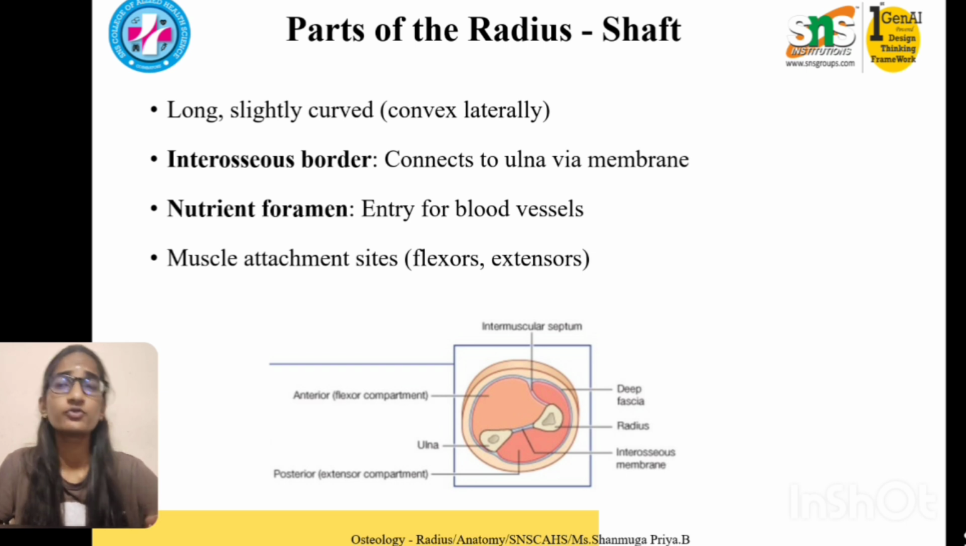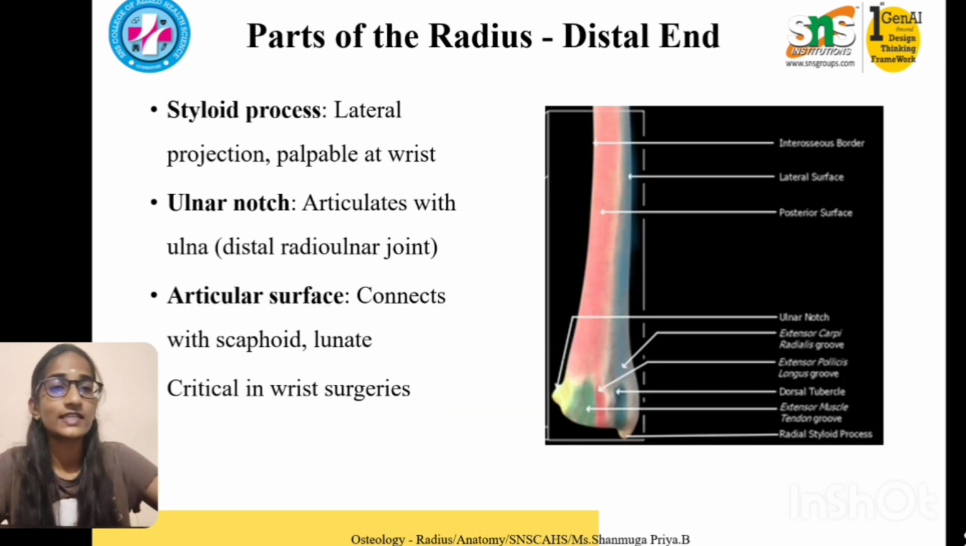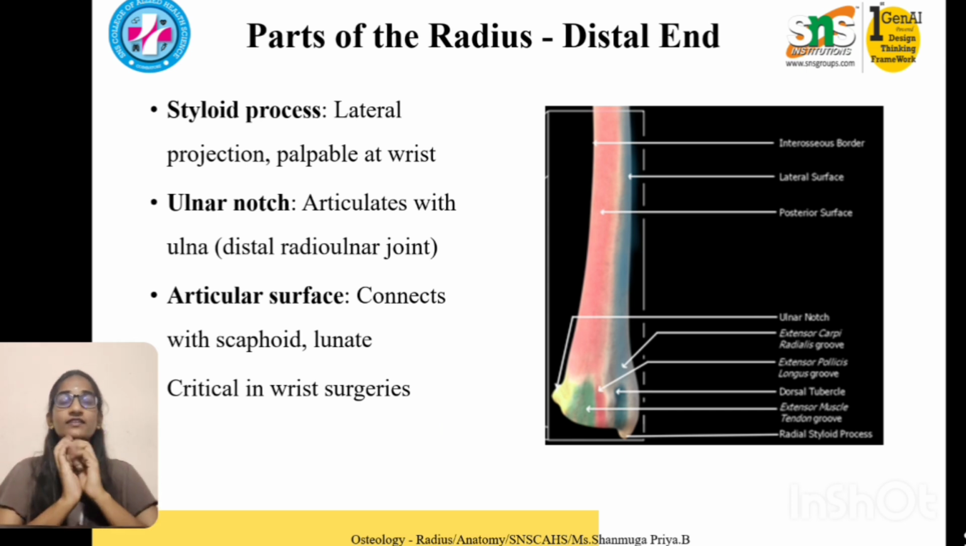And now we are moving into the distal end of the radius. At the distal end, things get interesting for wrist function. There's a styloid process, a pointy lateral projection you can feel at the wrist on the thumb side. The ulnar notch articulates with the ulna to form the distal radio-ulnar joint. The articular surface connects with the carpal bones like the scaphoid and lunate. This area is critical in wrist surgeries because misalignment can affect hand mobility.